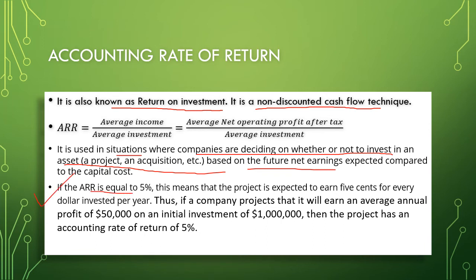Here is an example. If the ARR is equal to 5%, this means the project is expected to earn 5 cents for every dollar invested per year. Okay, so it's simple enough. Thus, if a company projects that it will earn an average annual profit of $50,000 on an initial investment of $10 lakh, then the project has an accounting rate of return of 5%. You just put the values in here, you will get the answer. This example is just to clarify the concepts, just to make the concepts more clear.